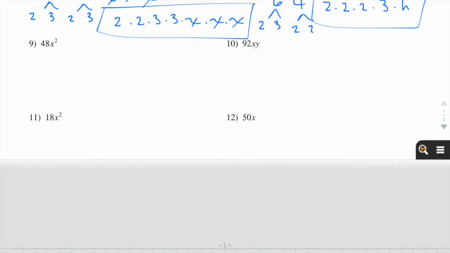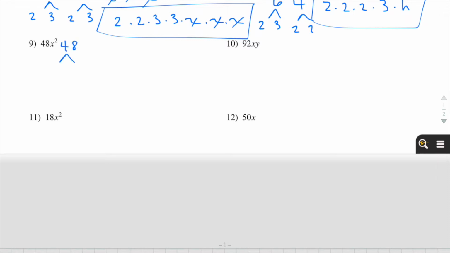Number 9, 48x squared. So let's go ahead and write that 48. So what can we do for 48? 6 times 8 is 48, so we can put 6 and 8. This 6 breaks down to 3 and 2. This 8 breaks down to 4 and 2. This 4 breaks down to 2 and 2. So we're done with that.